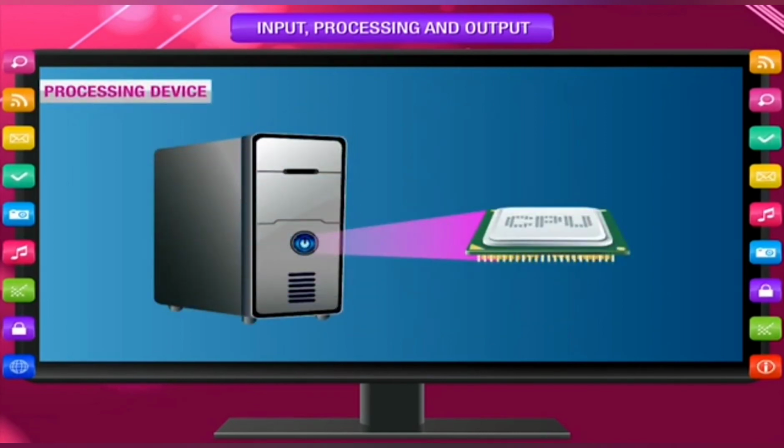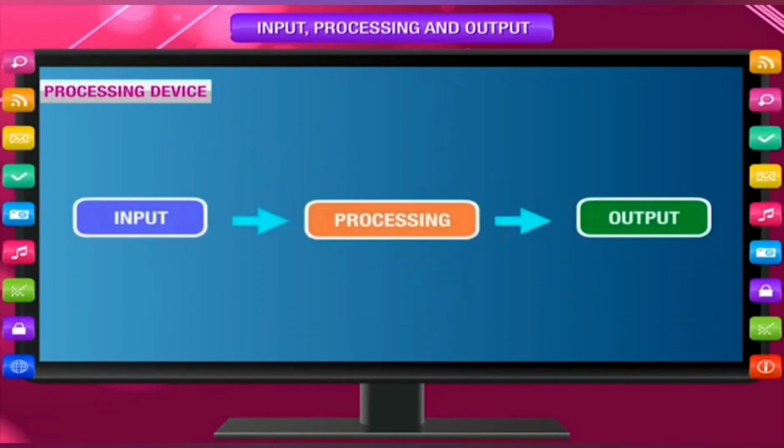Processing device. CPU has a small chip called CPU. Full form of CPU is Central Processing Unit. The CPU is the main component which is used to manipulate data. Input, processing, output. This is called the IPO cycle. Computer works on the IPO cycle.